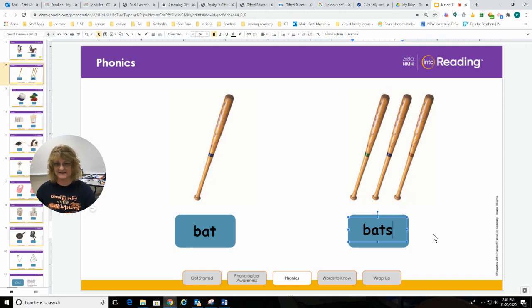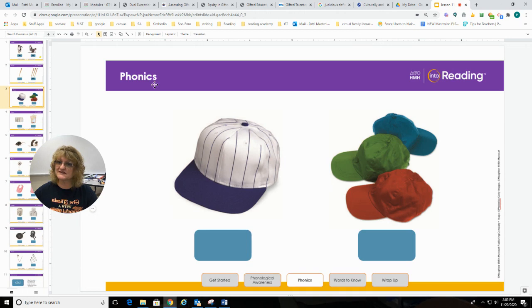So if I take the S off, I have bat. That only means one, so I'd have to move it over to my other bat. But if I add S, now I have bats, more than one. That worked on both of those words. Let's see if it works on another word.